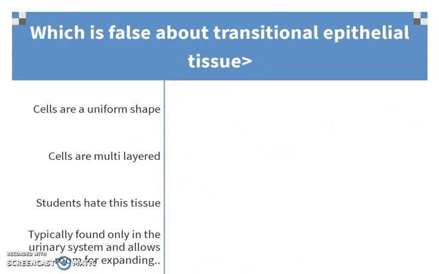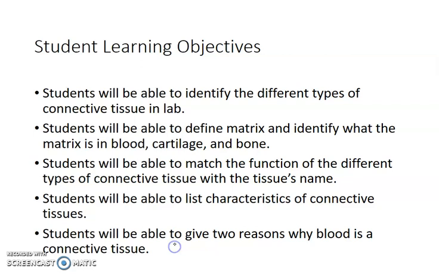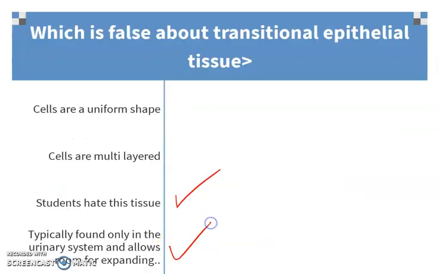Which is false about transitional? Cells are uniform shaped. They're multi-layered. Yes, it's a true multi-layered tissue. Students hate this tissue. Yep, they hate this tissue. It is found typically in the urinary system, allowing for expansion. Yep. So that means cells are uniform shaped. They're not.